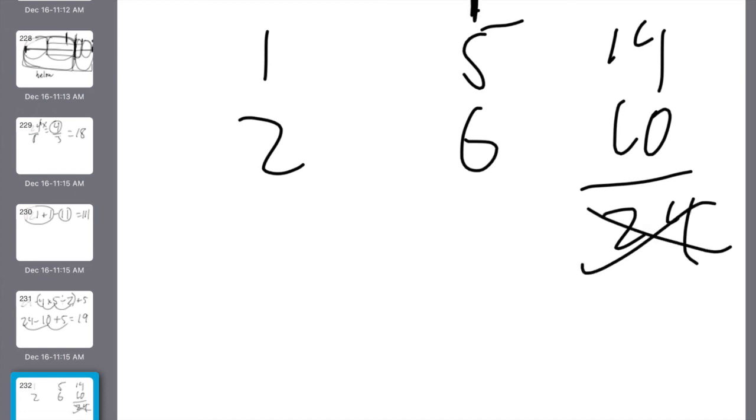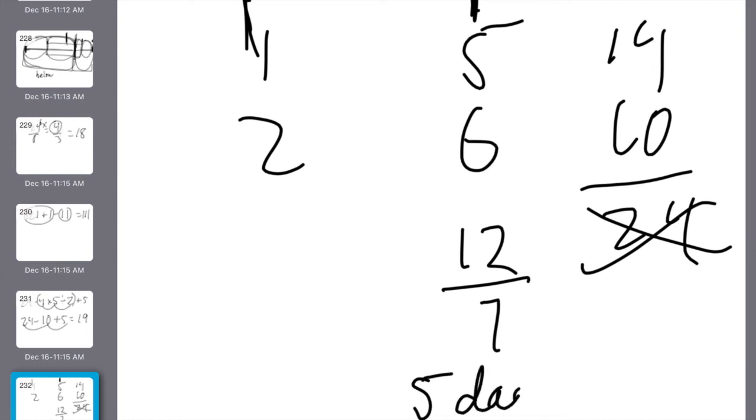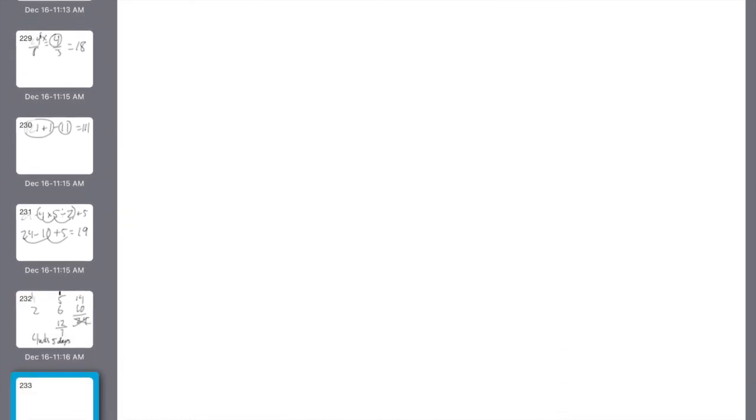Add together gives me 24. I know there's 24 hours in a day, so I add it up. 1 plus 5 plus 6 is 12. I know there's 7 days in a week, so I divide by 7. That gives me 1, and I'm left with 5 days left over. 1 plus 1 plus 2 is 4. So I had 4 weeks and 5 days.